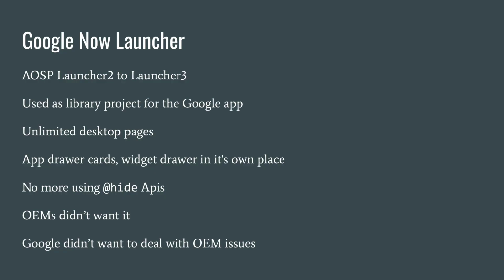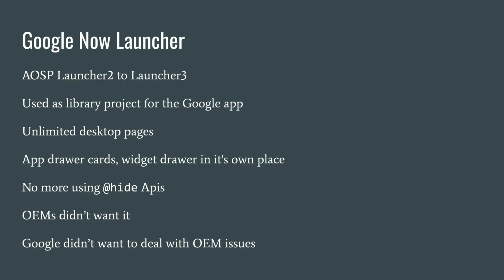And they also changed the interface a lot. A big one was they had unlimited desktop pages. Part of this was they put the Google Now page there, and they had all your desktop pages afterwards, so you could just keep adding them. And the default page didn't need to be in the center, which they wanted to do before, which made it awkward to add pages. But OEMs didn't really want to use it. They wanted to have their own interface.